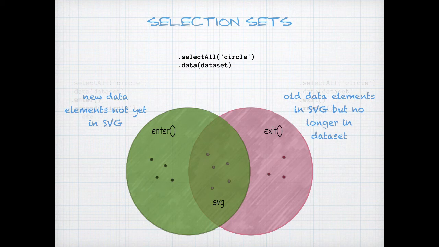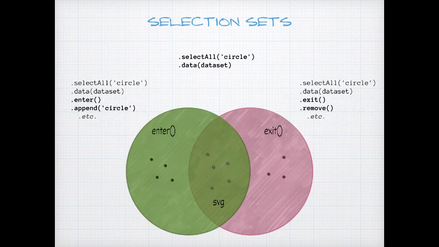Now, the typical way to handle that is like this. On the left here for enter, we select all the circles, we bind our new data set, and then we work with the enter set, we append a circle, etc. We were just doing that. We could do, on the right-hand side, a similar thing for the exit set. Select all the circles, bind a new data set. Everybody who lost a row in the data set, we want to remove them. So we can work with the exit data set, but in this case, we'll be a little bit more radical. We're going to use the nuclear option here.